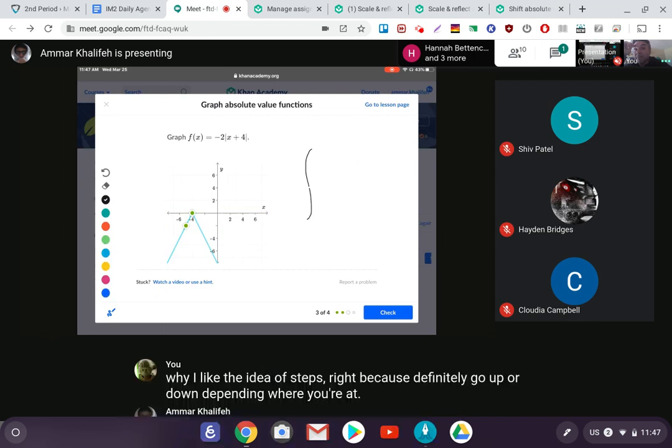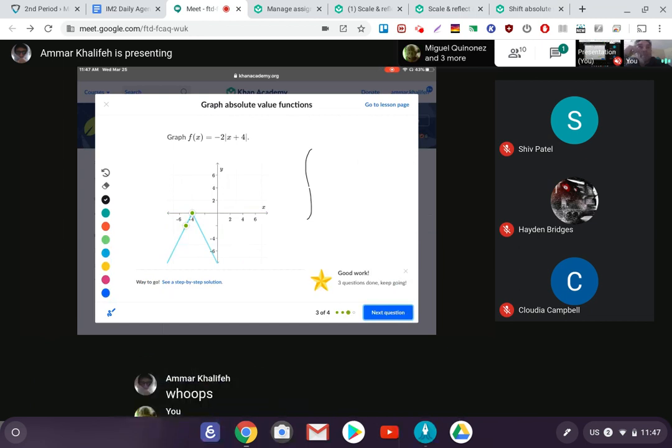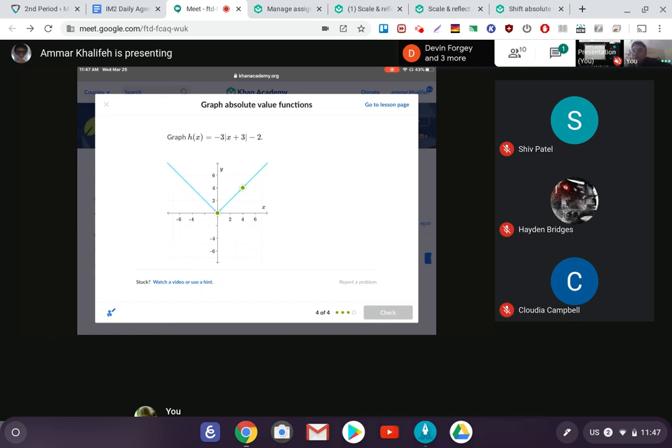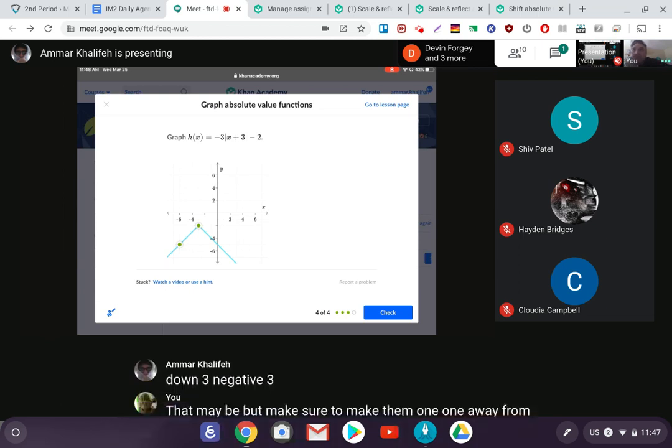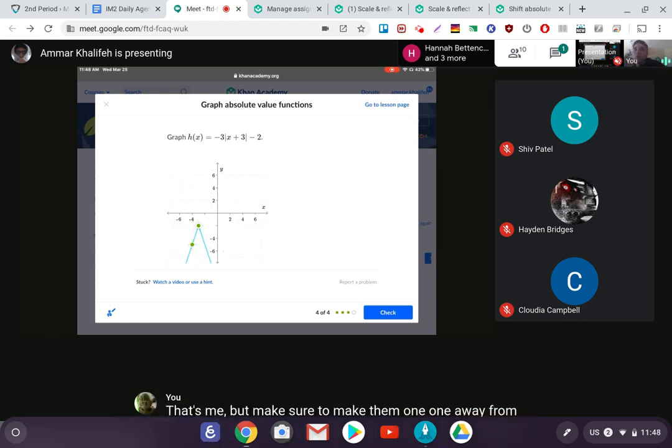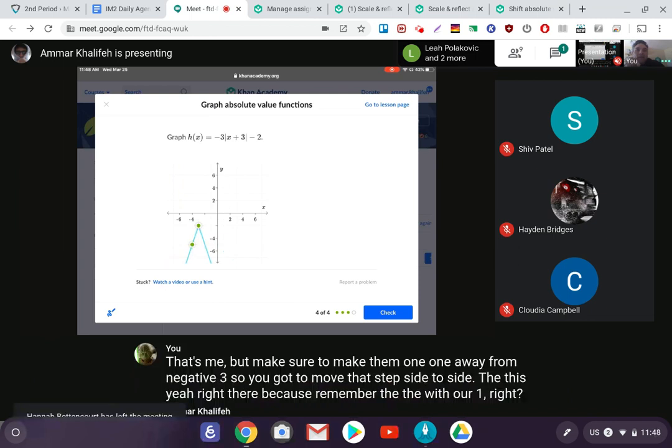Boom. Okay, one more. All right, where's the vertex of this one? Left 3. Yeah, and then what? And then down 2. Exactly. And then how big are these steps? Down 3. But make sure to make them one away from -3. So you got to move that step side to side. Yeah, right there. Because remember the width of our 1, right? Perfect. You got this, man.